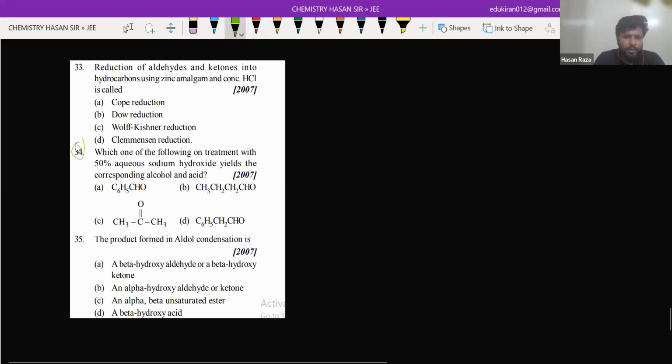Shahid, see for question number 34, 50% aqueous sodium hydroxide. That means basically it is Cannizzaro reaction. And in Cannizzaro reaction, what happens? There should be no alpha hydrogen. There is alpha hydrogen, there is alpha hydrogen, there is alpha hydrogen, so this will be left. Is that clear, Shahid? Very good, Tharif.